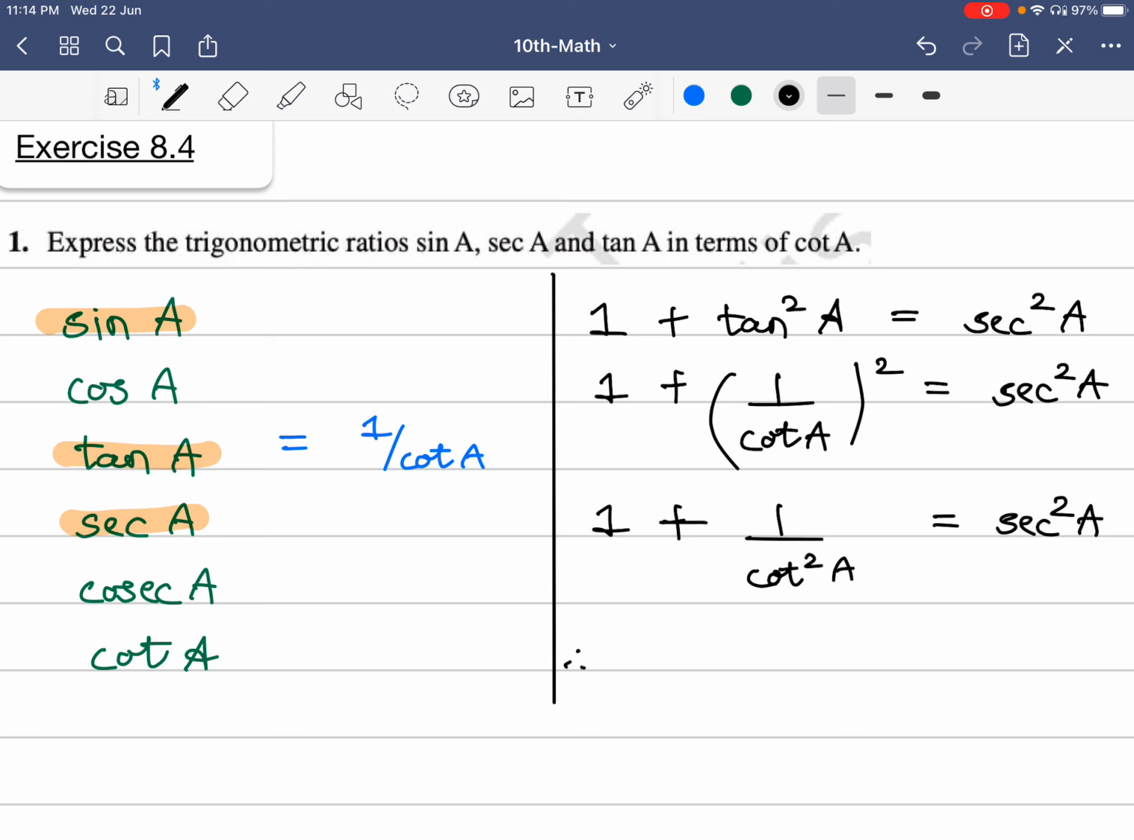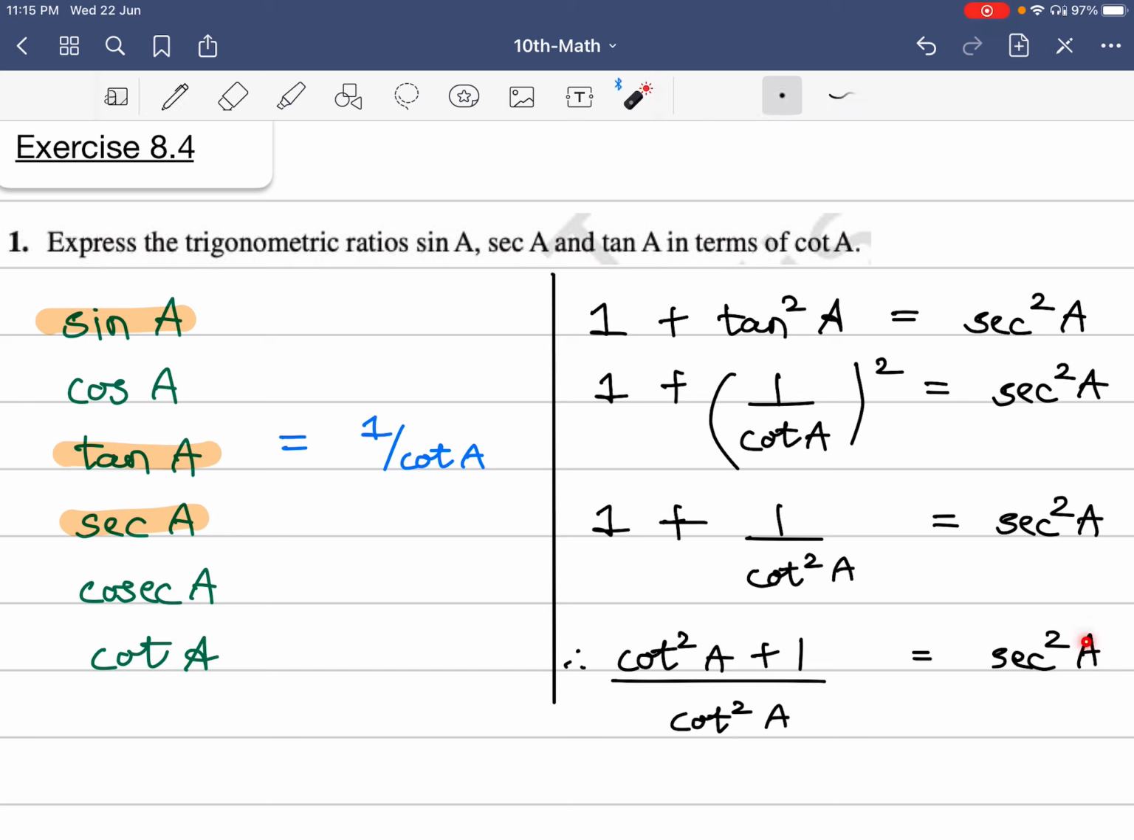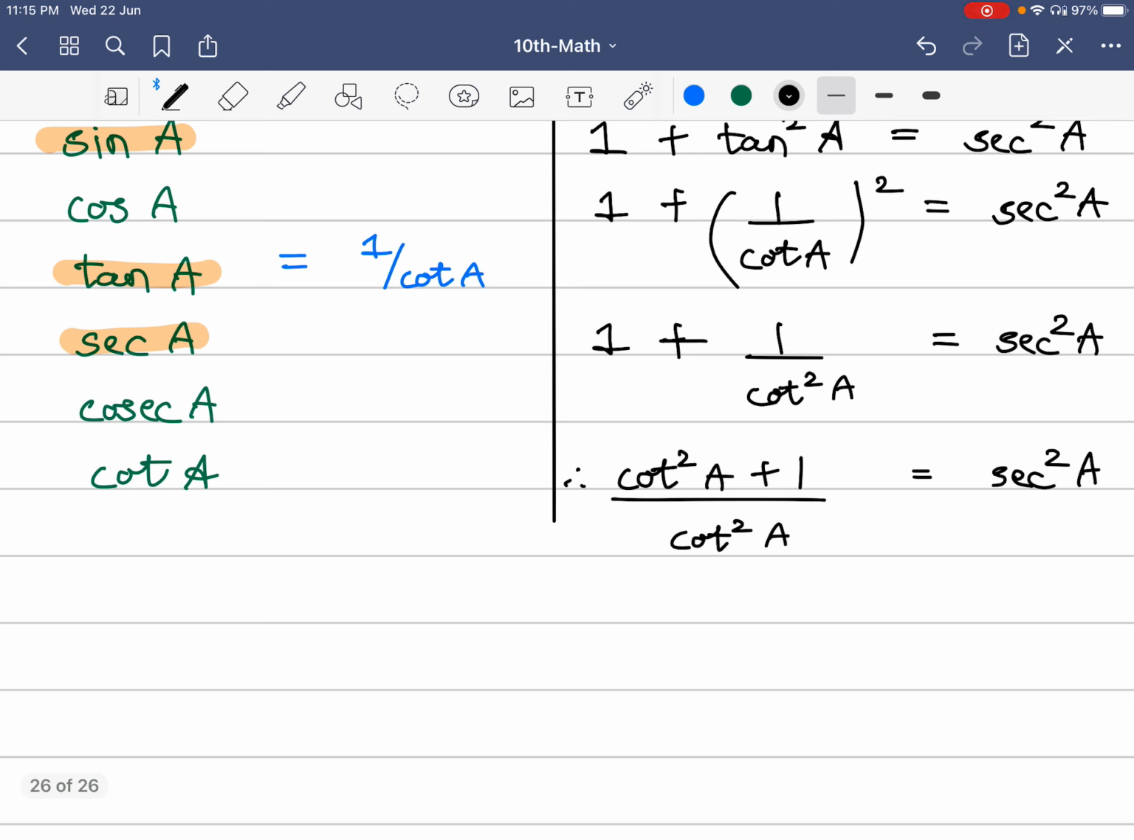Now, if you rearrange, this is going to be cot square A plus 1, the whole upon cot square A, is equal to sec square A. Okay, thus we can see that sec square A is expressed in terms of the trigonometric ratio cot A. All I have to do is take square root on both the sides of the equation. So let's take square root on both the sides of the equation.